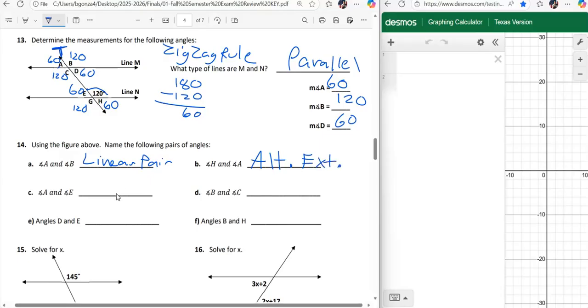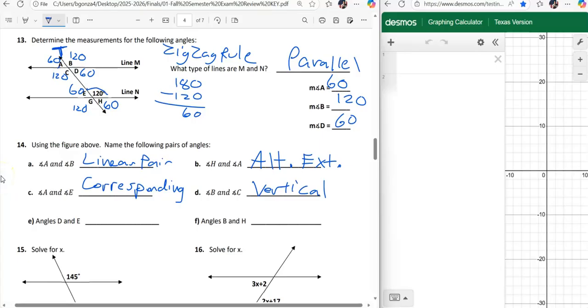exterior. Cool. A and E, okay, they're on the same side, but one's in and one's out. So that's that weird one that we call corresponding because they're in the same spot, shifted down the transversal, one in, one out, same side. B and C are at one intersection, one in, one out, but it's really what I would say across from each other and congruent. Those are called vertical angles.